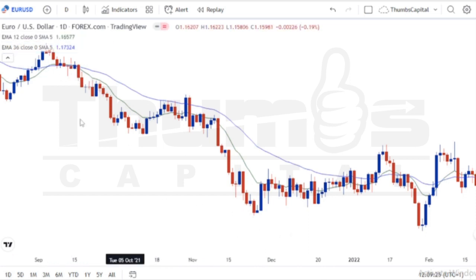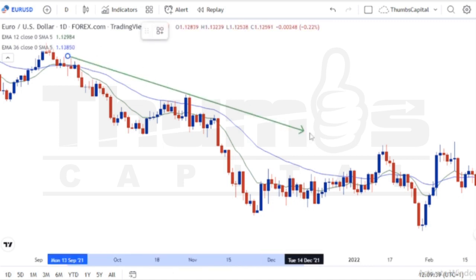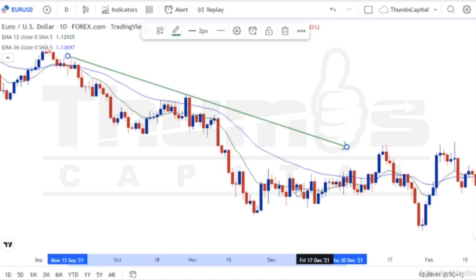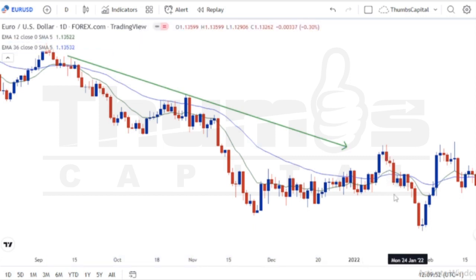From what we have on the screen, the green EMA is below the blue one, which means the EMA 12 is below the EMA 36, and that means downwards trend. And from what we can see right here, you see the market has been in a very bearish trend, and see right here the trend changed. We had the green one above the blue one right here, and at that point we can see the market entered a range and we had a bullish move right here.